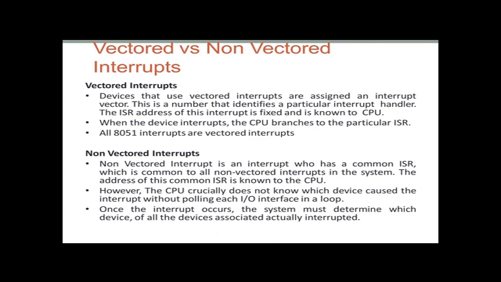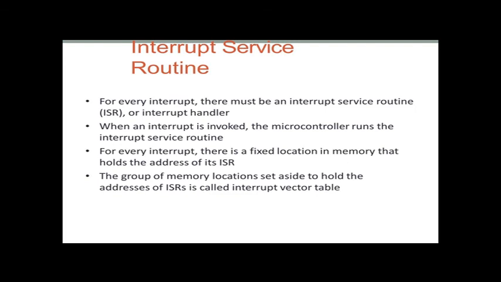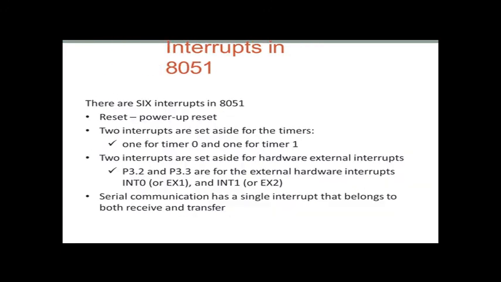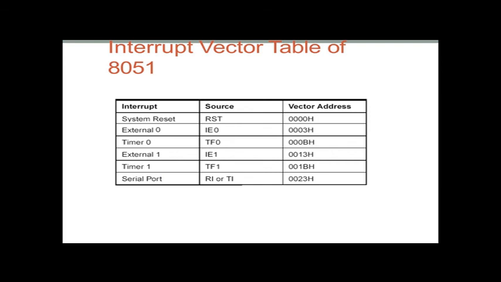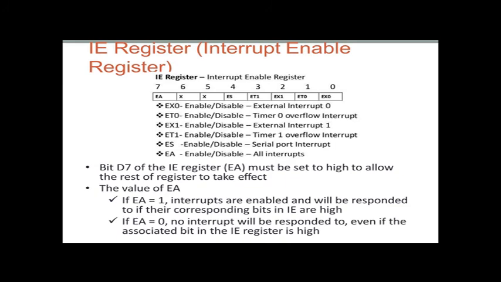This is also an important question for viva, so go through it properly. Maskable and non-maskable interrupts. The interrupt service routine, that is ISR, and the steps we take to execute an interrupt, which is very important. The vector table in the 8051, how we can enable or disable the interrupts, and finally the interrupt enable register structure. So this is what we have discussed. I hope you understand.